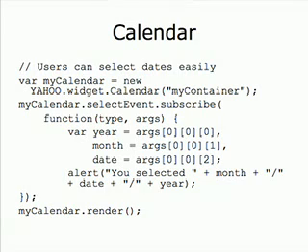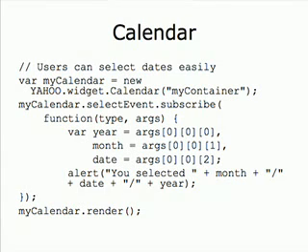So our function is going to take a couple arguments. Type just defines the type of custom event that has been fired. So in this case, we'll get back a string called select event. And then args holds the actual pertinent data relevant to the event that has just fired. So it's going to hold date information.